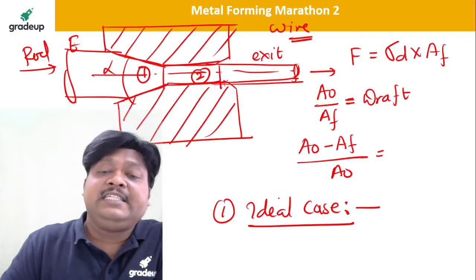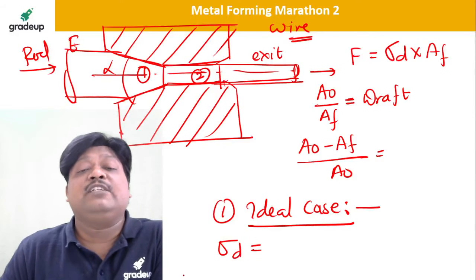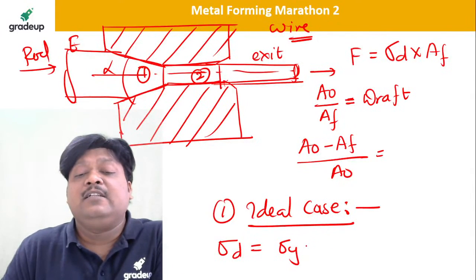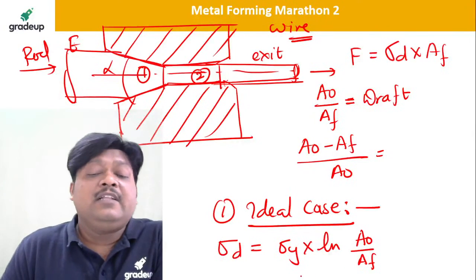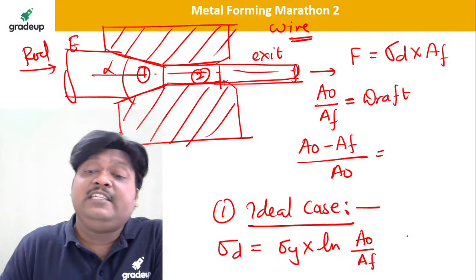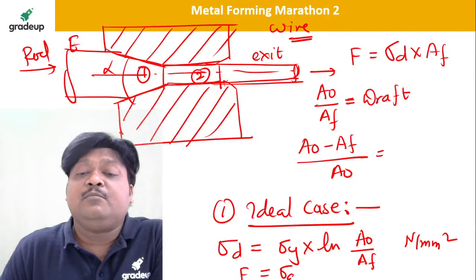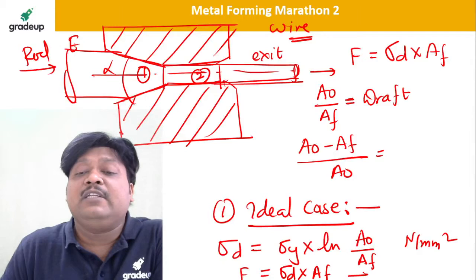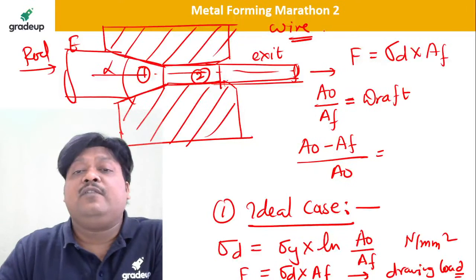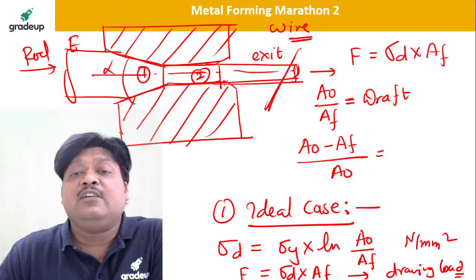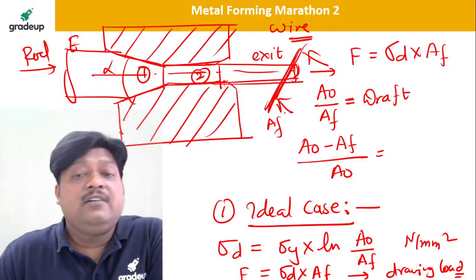In this ideal case of deformation, this drawing stress we need to calculate first, that is sigma d is equal to sigma y into ln of original area divided by final area. That is the drawing stress in Newton per mm square. Now if you multiply this drawing stress by the final cross section area of the wire, you will get the wire drawing load. So for load calculation, you have to take the final cross section area of the wire, right?